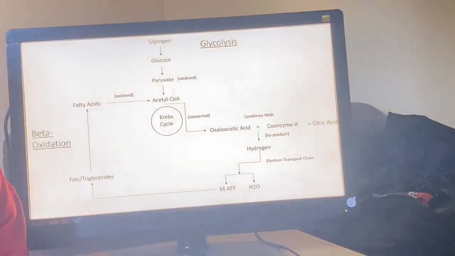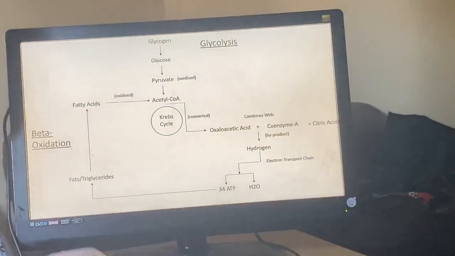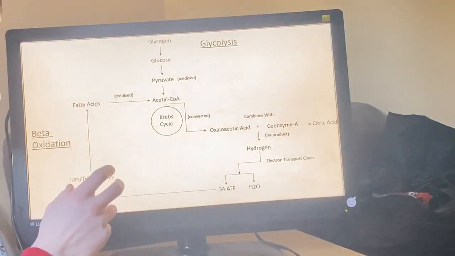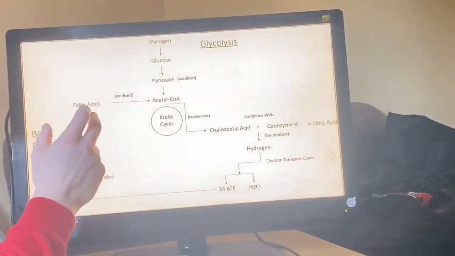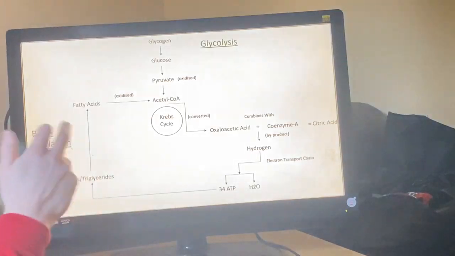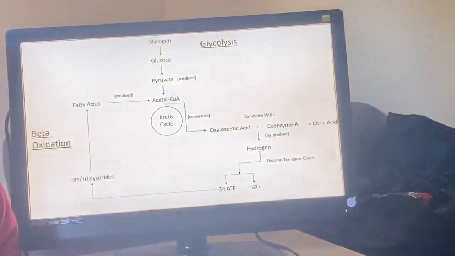Okay, and then last of all, the process of fats being broken down and oxidized is known as beta oxidation. You also need to know that.